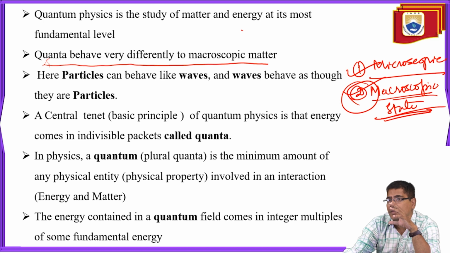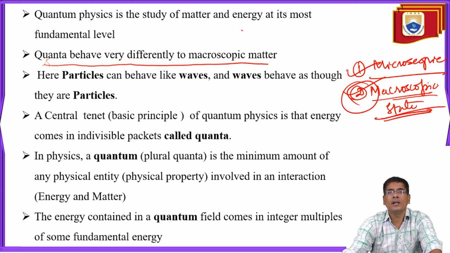Macroscopic state, in the sense where we need to observe the sensation or the sensing phenomena, exists for macroscopic matter. That's why quanta behave very differently. This behavior of macroscopic matter can be observed for some particles, because a macroscopic state exists for some particles. So we say that quanta behave very differently to macroscopic matter.